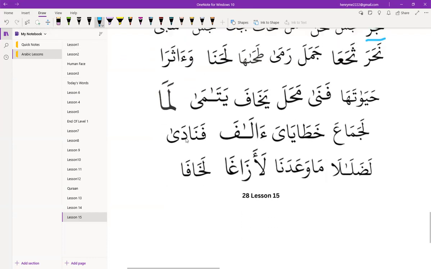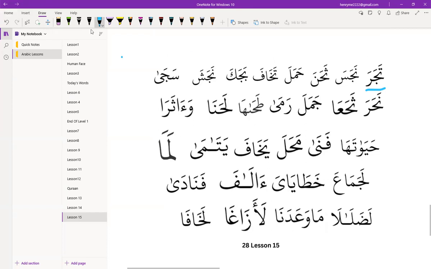So tajara, if you remember, we learned the original form of the letters. So try in your mind to break down this word. You will do first ta with fatha, then ja, the original form with fatha, then ra. And that's easy to read, right? Tajara, tajara. This one is equal to this one, but you do this in your mind.